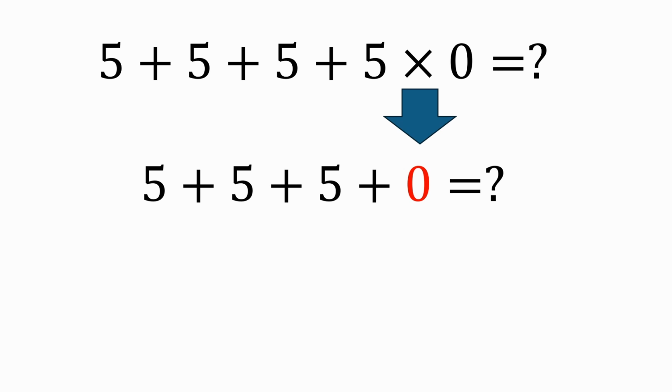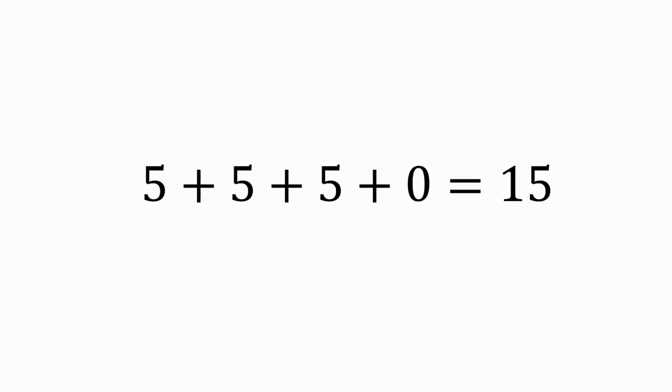Just remember that multiplication is a shorthand way of writing repeated addition. With 5 times 0, it's not a big deal. 5 times 0 is basically saying take 5 and add it 0 times. If you take 5 and add it 0 times, that is 0. So it's 5 plus 5 plus 5 plus 0, which is 15.